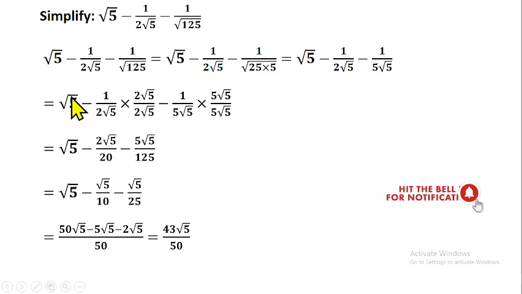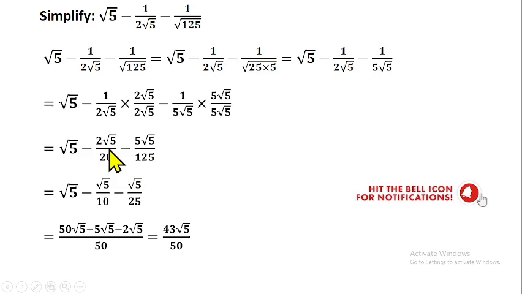Then 1 times 2 root 5 will give us 2 root 5. Then 2 times 2 will give us 4. So 5 times root 5 will give us 5. 5 times 4 will give us 20. Minus 1 times 5 root 5 will give us 5 root 5. Then 5 times 5 will give us 25. So 5 times root 5 will give us 5. 5 times 25 will give us 125. I hope you understand what you have done here.